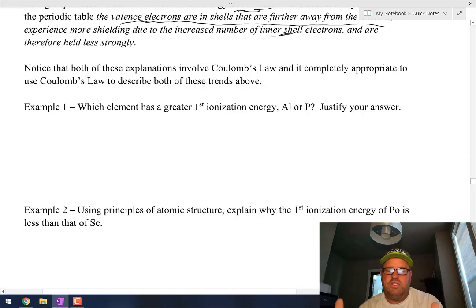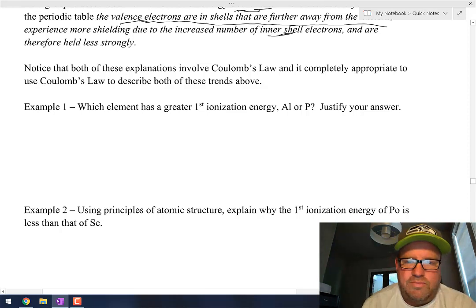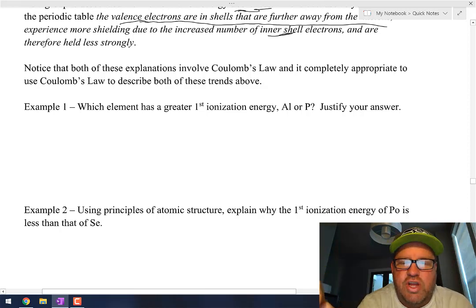So this would be a good time for you to pause the video, write out your answer, and then restart it again and wait for me to give my explanation as well. So, which one would have a greater first ionization energy, aluminum or phosphorus? Aluminum's number 13, phosphorus is number 15.